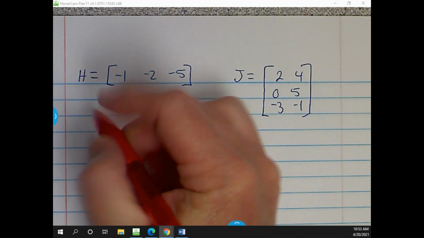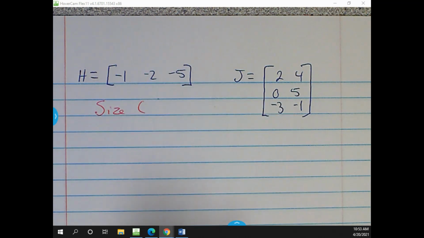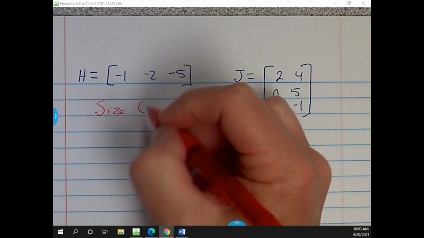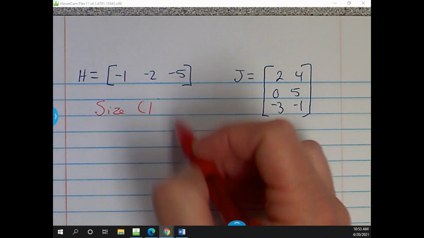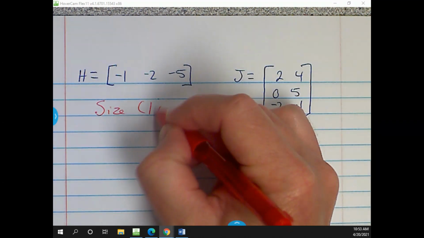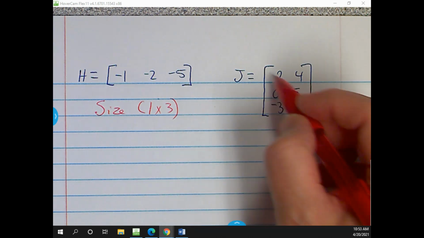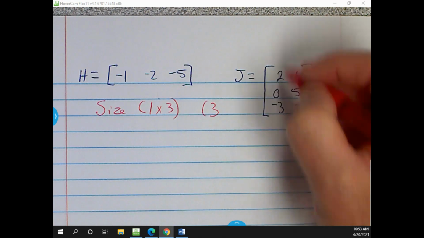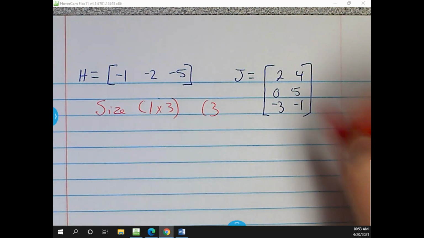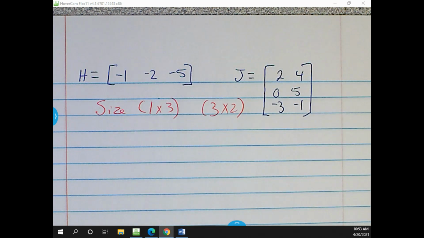All right, again, first thing probably you want to do on these is size. For this one, there's only one row, but there's 3 numbers. If you go up and down, then there's 3 different numbers here. So this would be a 1x3 matrix. All right, for J, there's 1, 2, 3 rows going up and down. And then going this way, there's 2 columns. So it would be a 3x2 matrix.